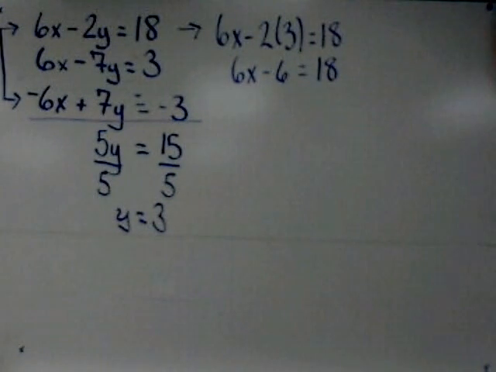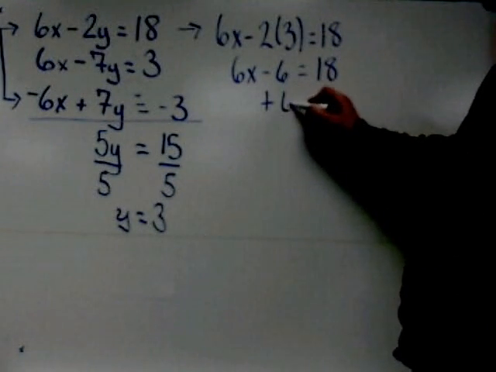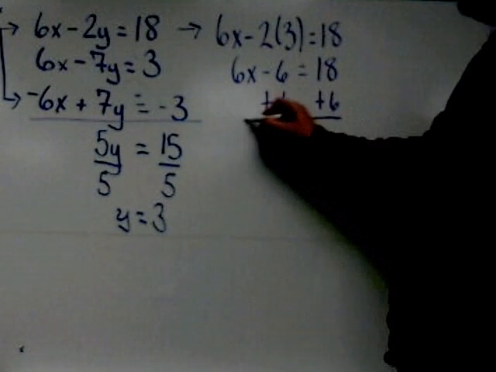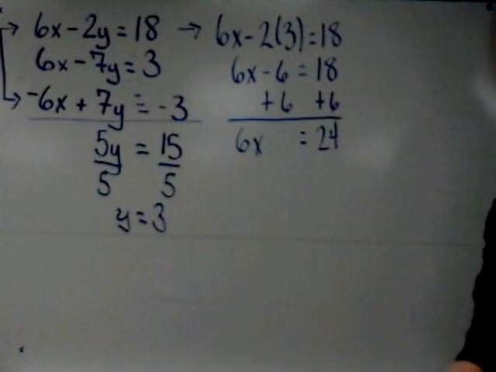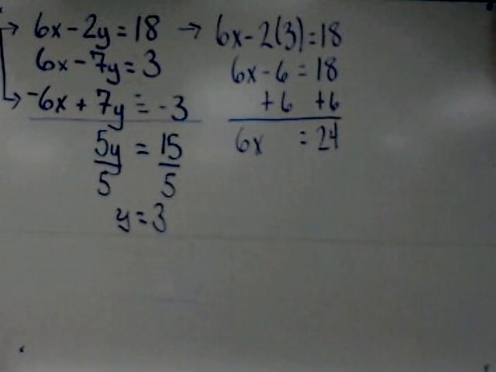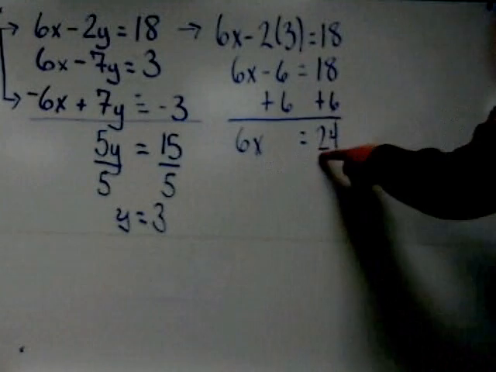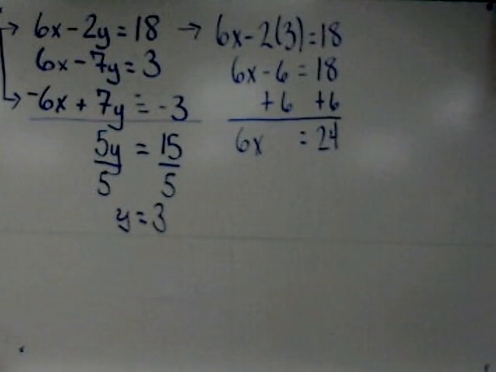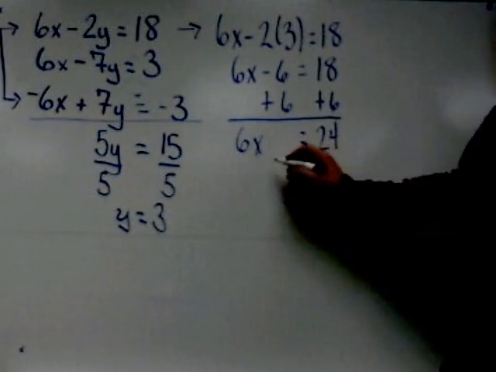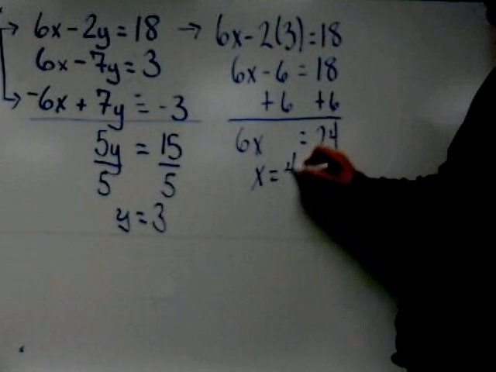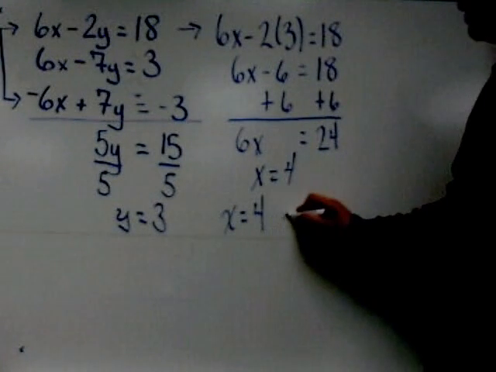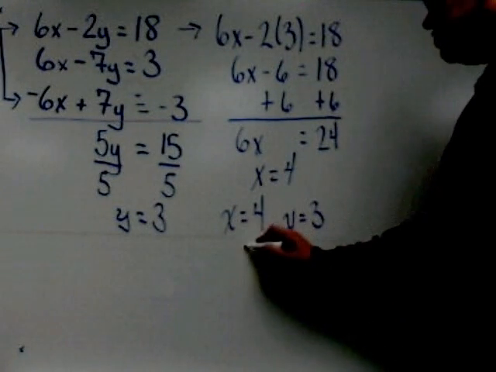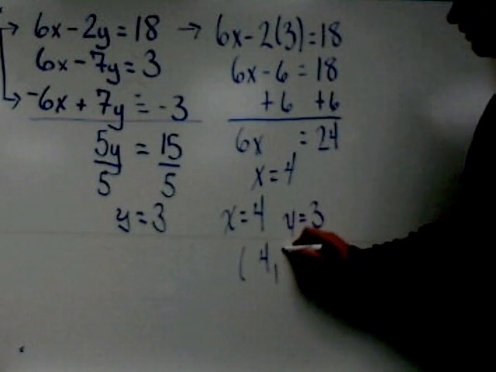Now, in solving this equation, the first thing I would need to do is to add 6 to both sides of the equal sign. And when I do that, I have 6x equals 24. Remember, opposite side, opposite operation. And now I need to figure out 6 times what makes 24. Well, 6 times 4 makes 24, so x must be 4. And now I have all the information I need to write my solution. x equals 4, y equals 3, or the solution can be written with the ordered pair (4, 3).